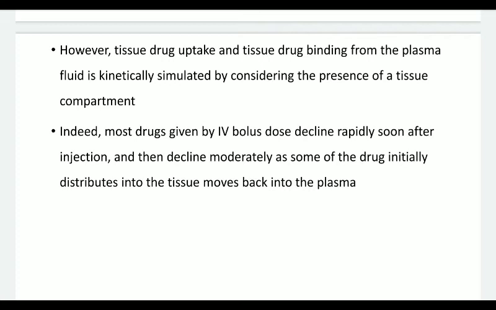Further, it says that indeed most drugs given by IV bolus dose decline rapidly soon after injection and then decline moderately as some of the drug that initially distributes into the tissue moves back to the plasma. So some amount of drug after IV administration goes from the blood circulation to the tissue and again comes back to the blood circulation from the tissue, and this would be visible in terms of the drug which is circulating in plasma, or you can say the plasma drug concentration.